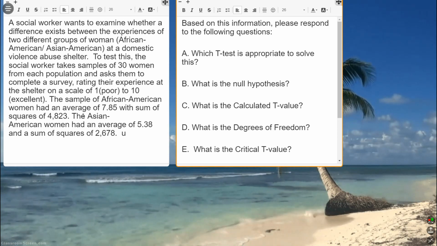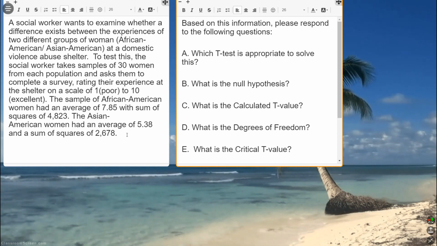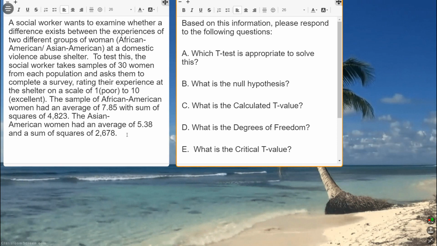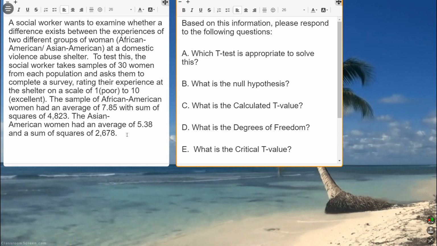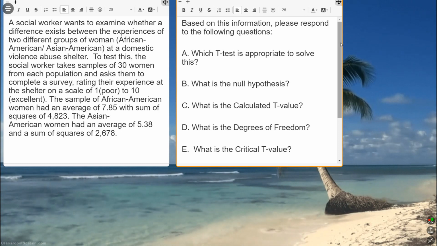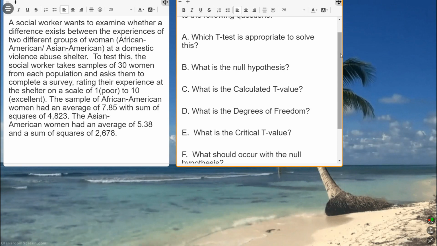The Asian American women had an average of 5.38 and a sum of squares of 2,678. Now, based on this information, let's see if we can begin to take a look at these questions. See if you can figure this out.